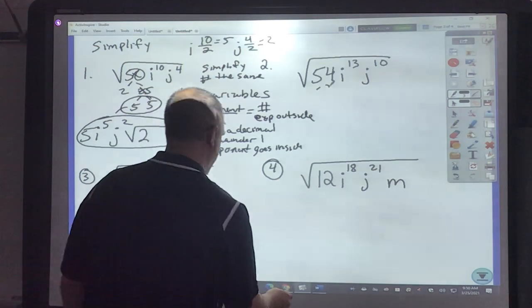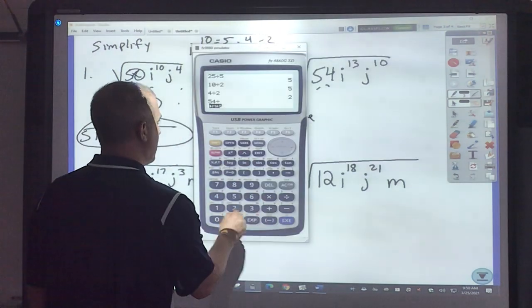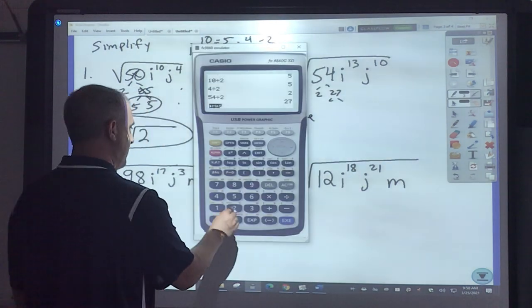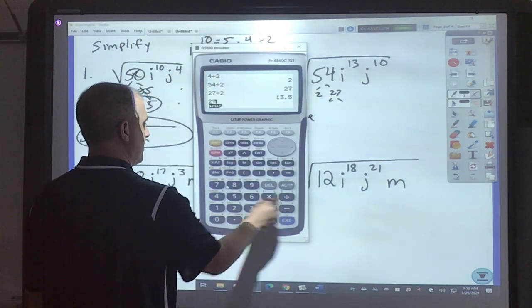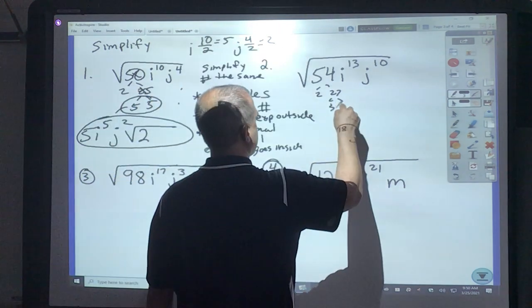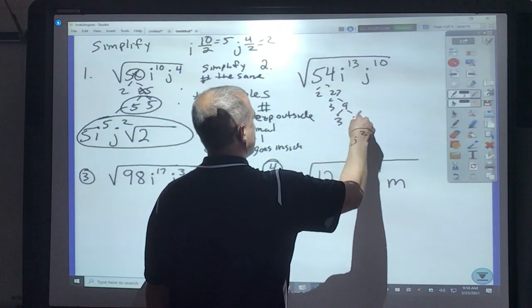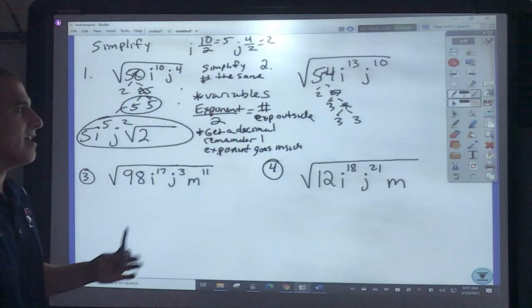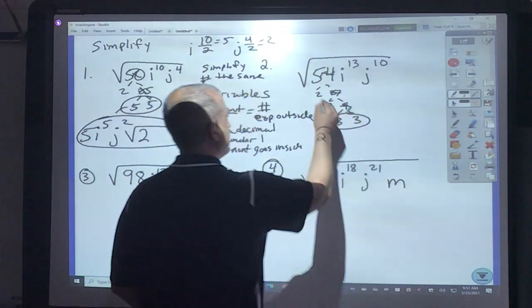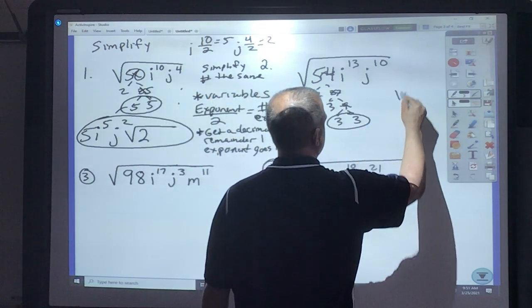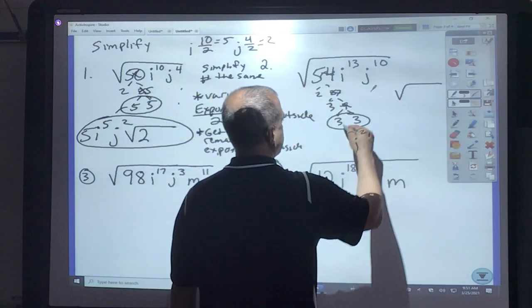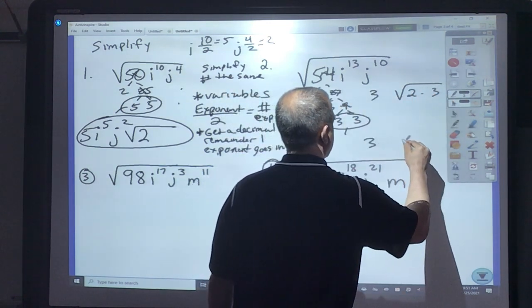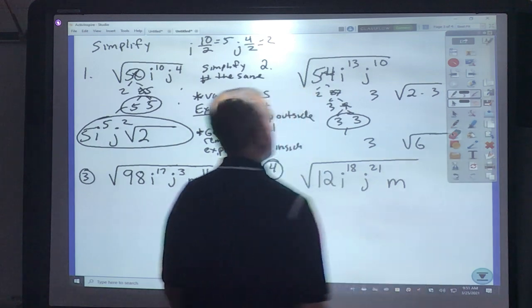Let's break down 54. 54 divided by 2 would be 2 and 27. Okay, 27 divided by 2 I believe does not work. It does not. Do 3, 3 and 9. And obviously I think everybody knows that it would be 3 and 3. Okay, so once again I'm looking for pairs. Here's a pair of 3s. Here is my leftover. So I can take one of these 3s, put it outside. These 2 and 3 go in here. So I got 3 square root of 6. So I'm going to leave some room here.